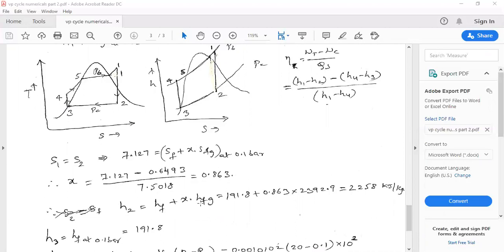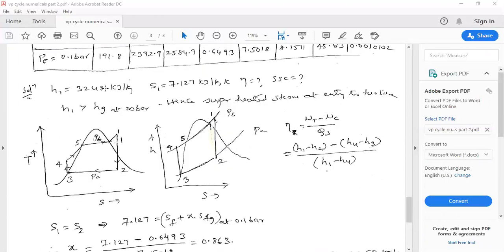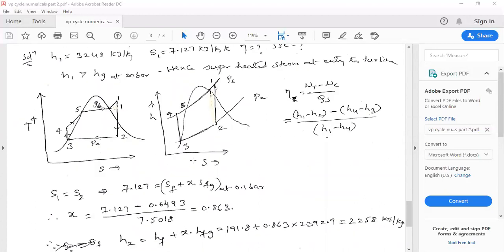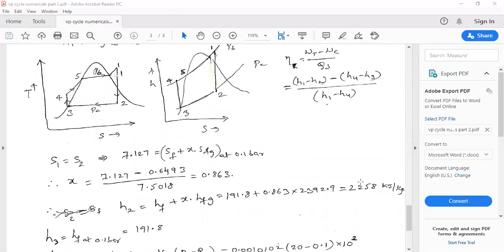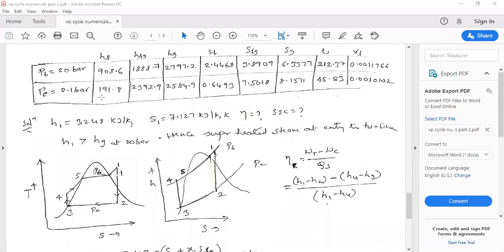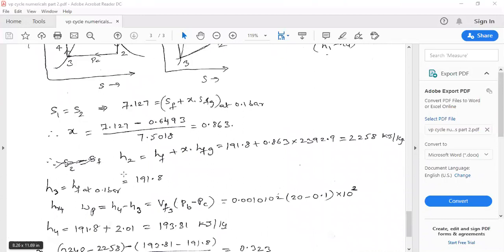H2 is equal to HF plus X into HFG. Where you have to find the HF and HFG values, this is on the condenser pressure. So the HF value is 191.8 and the HFG value is 2392.9. Substitute here and get the value of H2. Next, the H3 value. We can get this directly, on the condenser pressure at 0.1 bar. The HF value, that means the point lying on the saturated liquid line, is 191.8. So we directly obtain the H3 value.